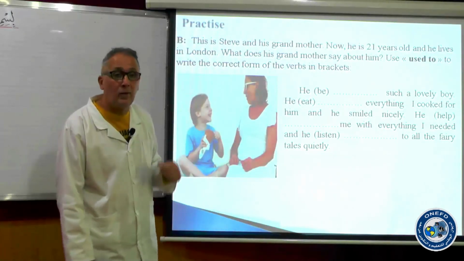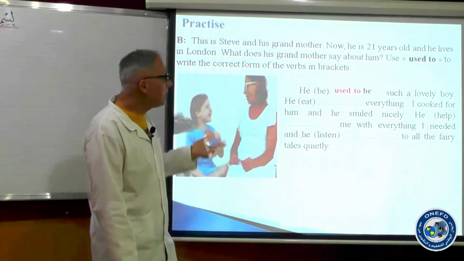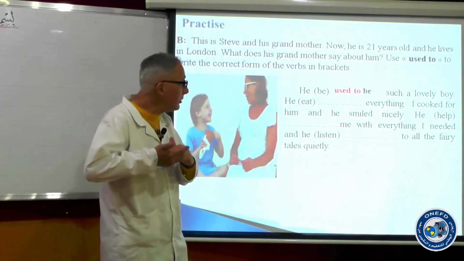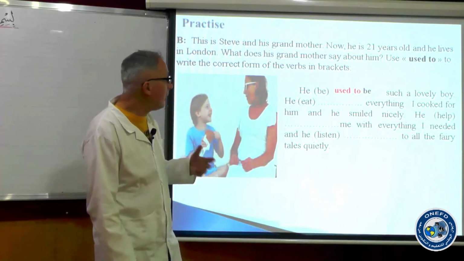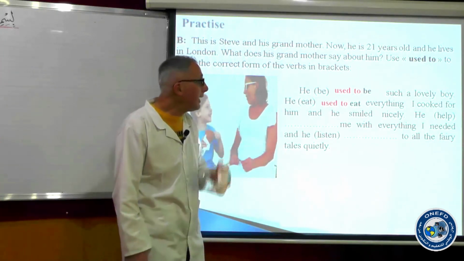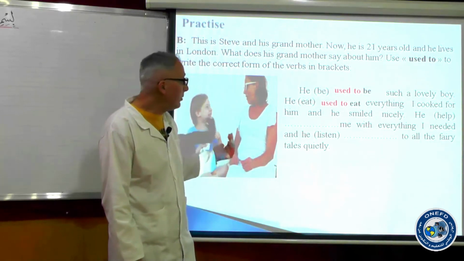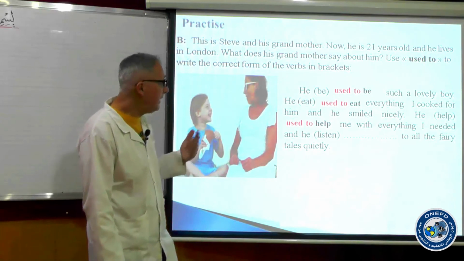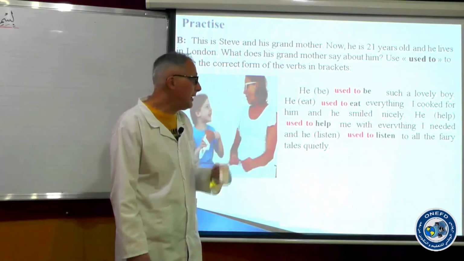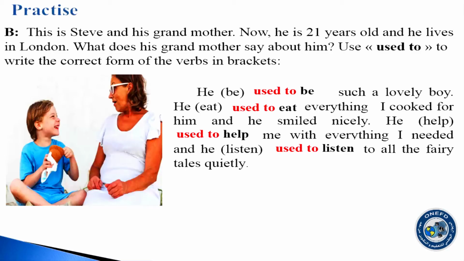Okay? We correct now. The first one, what do you say? He used to be. We have said that after used to, the verb is in the infinitive. So, he used to be such a lovely boy. He used to eat everything I cooked for him and he smiled nicely. He used to help me with everything I needed and last one of course, he used to listen to all the fairy tales quietly.